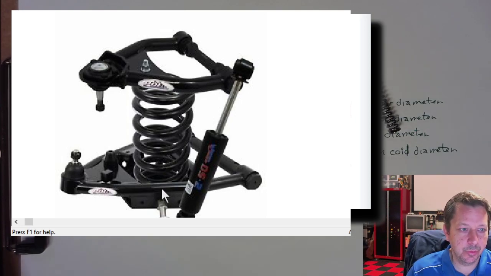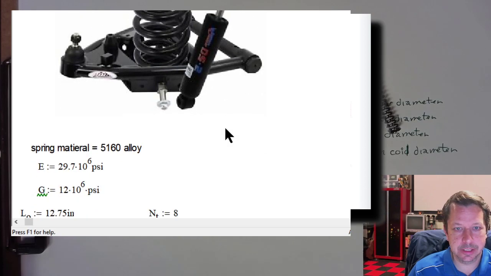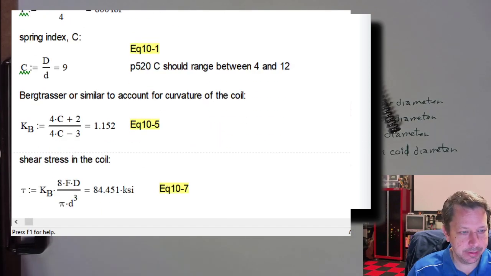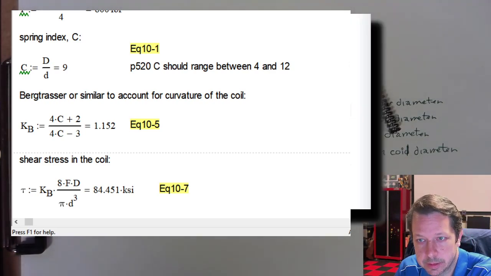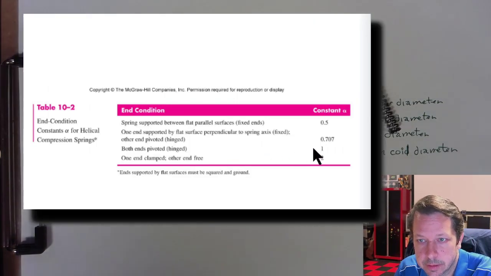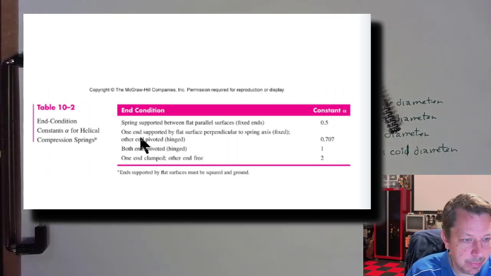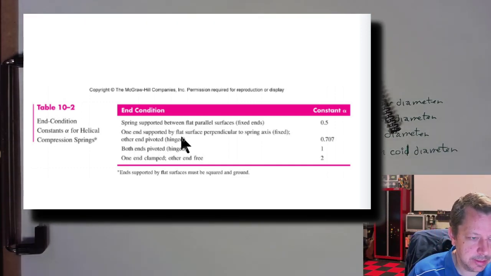But I did use 1 to say that these ends could pivot if they wanted to, sort of like they were hinged, but it's not like they're freely hinged right there. So probably in reality, the alpha value we need to use is somewhere between 1 and 0.5. And there is one, 0.707, but that's one end is supported and one end is pivoted, hinged.